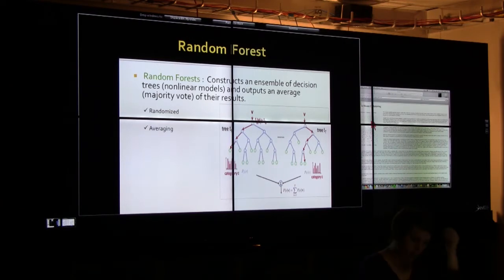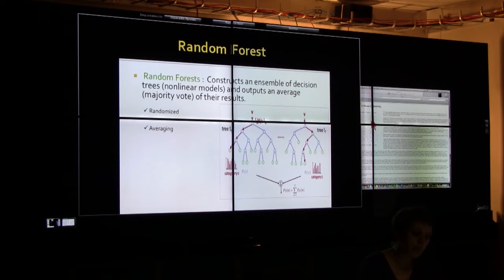After we have all of these trees, normally it builds about, the default value is like 500 trees. Even though the number sounds like a lot, it's a really efficient implementation. And it takes an average or a majority vote of all of them. So it's a robust model in that it doesn't suffer from overfitting. As a matter of fact, the trees are not pruned at all. They don't need to be pruned.